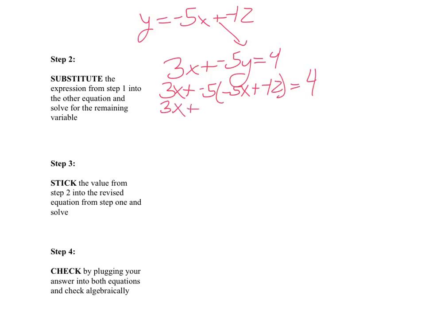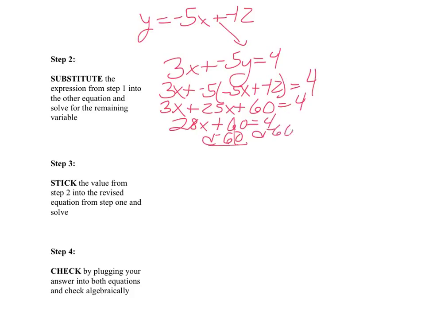Distribute through the parentheses. I get positive 25x. I get positive 60 equaling 4. Combine like terms, 28x plus 60 equals 4. Add negative 60 to each side. And 28x equals negative 56. Divide each side by 28. And you get x equaling negative 2.